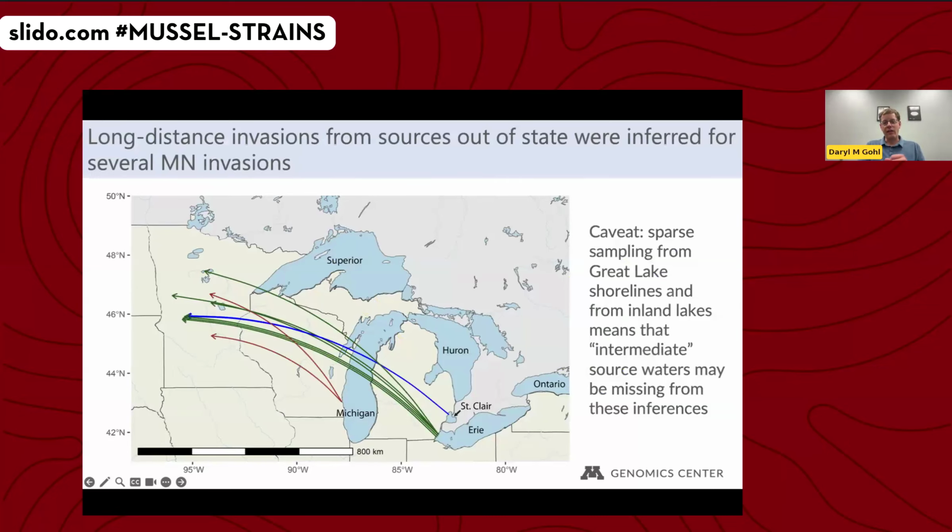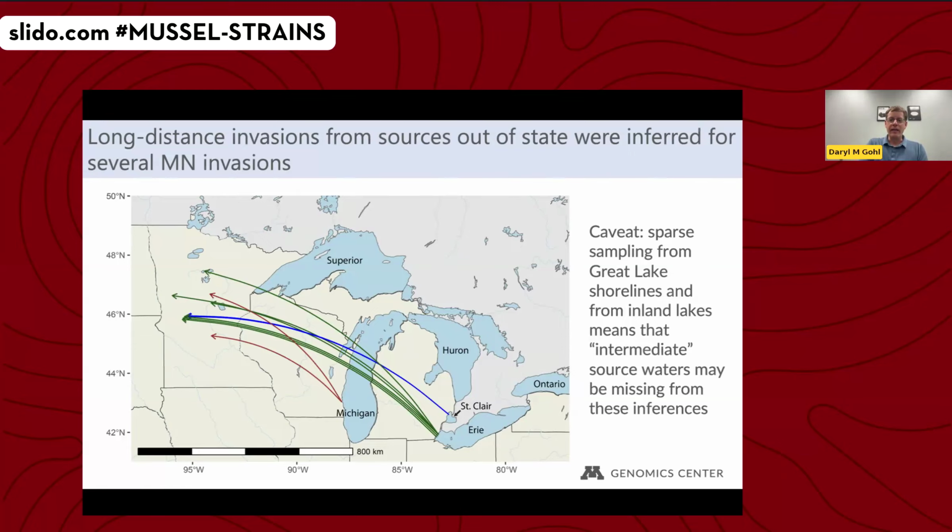So just zooming out to this large data set that we have, there were some early infestations in Minnesota that came from out of state. So it looks like mussels that came from either Lake Erie or Lake Michigan. And again, with the caveat that this could have either been one large long hop, or there could be an intermediate hop or multiple hops in between.